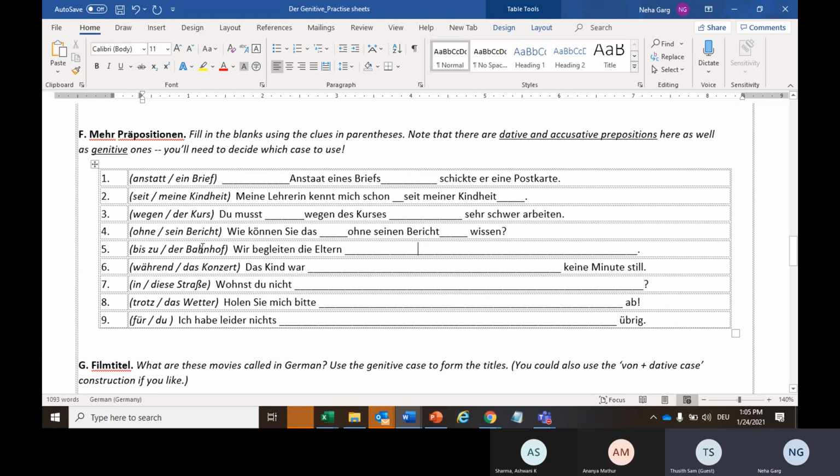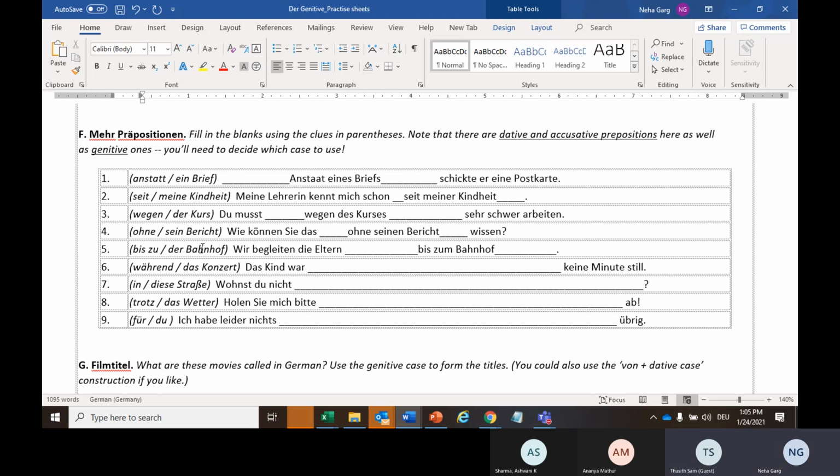Bis zum Bahnhof. Bis zu dem Bahnhof. So it will be like together, bis zum Bahnhof. But can we also write like bis zu dem Bahnhof?